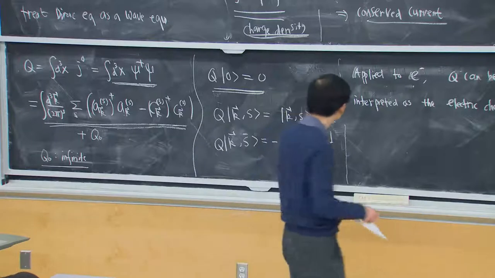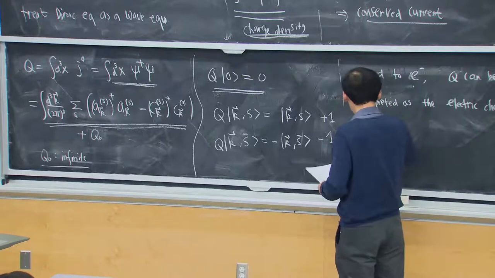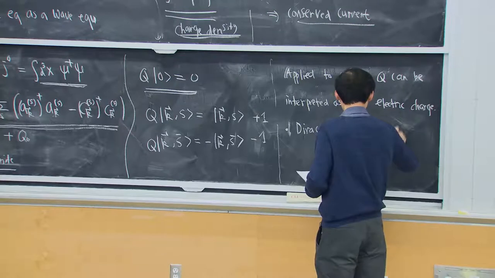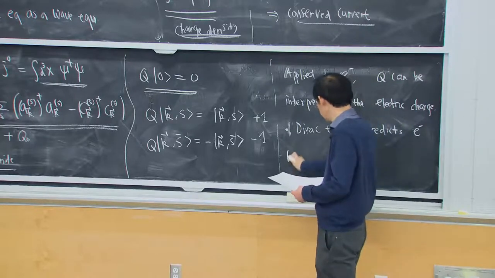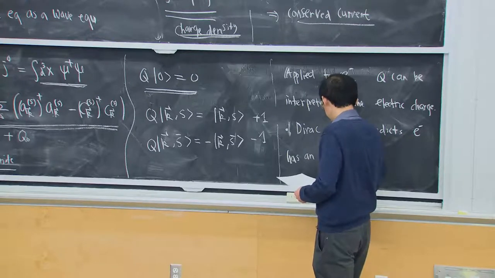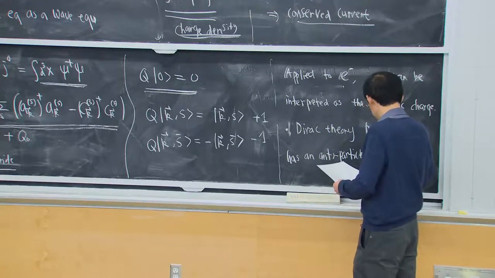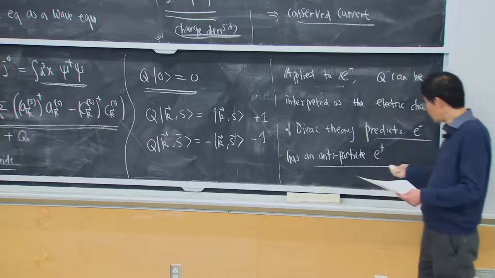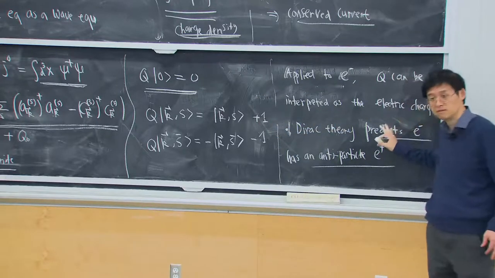Good. So the Dirac equation, very important, is that the Dirac theory predicts, if you say this is the theory of the electron, that the electron has an antiparticle. We call it e plus. The e plus has the same mass and spin, but the opposite charge from the electron. And of course, when Dirac wrote down this theory, there was no e plus yet. People only knew the electron.